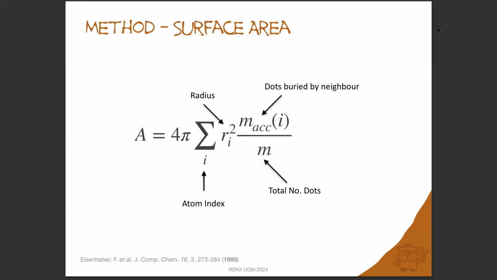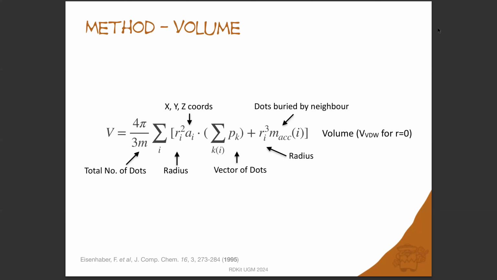So then getting out the values for surface area and volume is quite straightforward and is based on the number of dots representing the atom. In the case of the surface area, it is the sum over all atoms in the molecule of the radius squared multiplied by the ratio of the number of dots that are occluded by a neighboring atom and the total number of dots. The volume is given by the sum of the dot products between the radius squared multiplied by the x, y, z coordinates of the center of the atom, multiplied by the vector of dots representing the atom, the radius and the number of dots occluded by a neighbor.